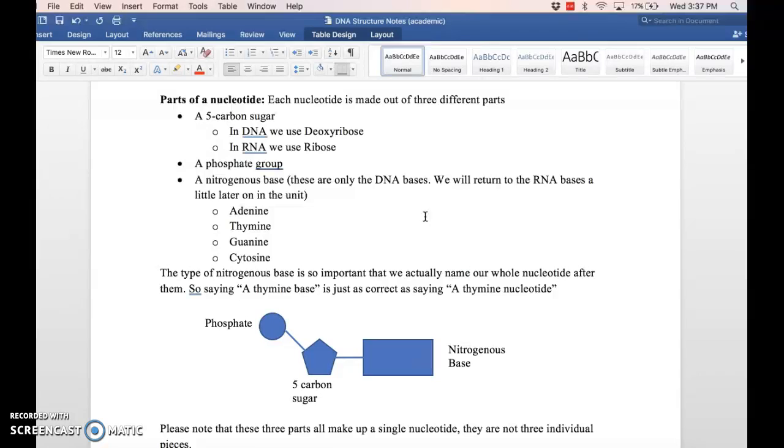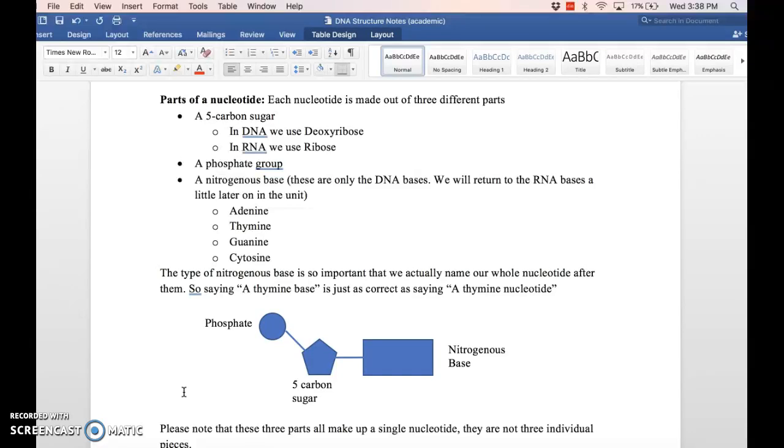So inside each one of those monomers, you have 3 different things. The first is going to be a 5-carbon sugar. In DNA, we use the sugar deoxyribose. In RNA, we use ribose. There's also a phosphate group. For this case, the phosphate group is arguably the least important. It doesn't have that much to do with the general structure. It's just kind of there. You need to know about it, but it doesn't do anything special or different.